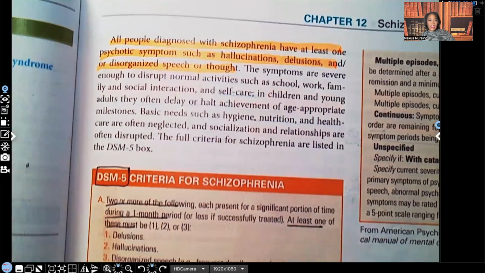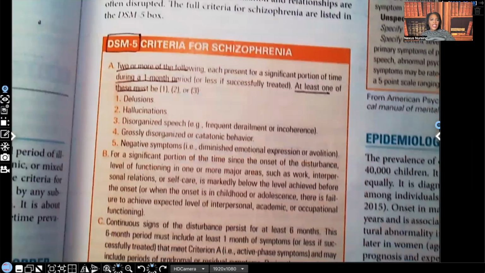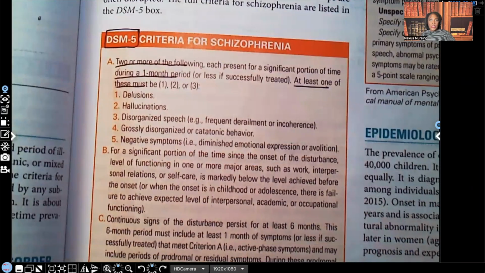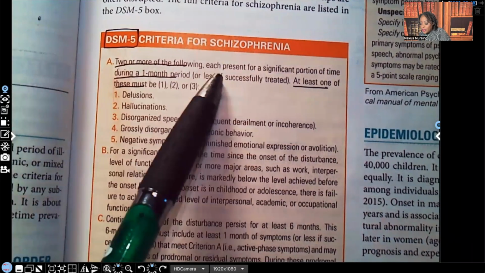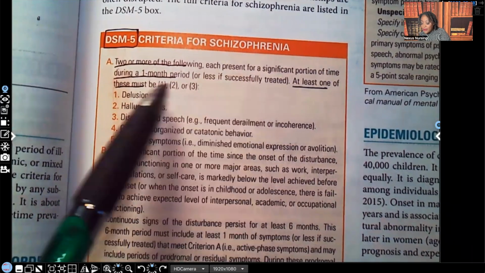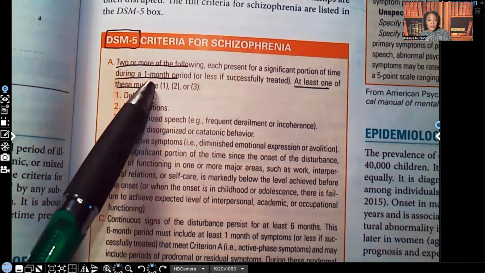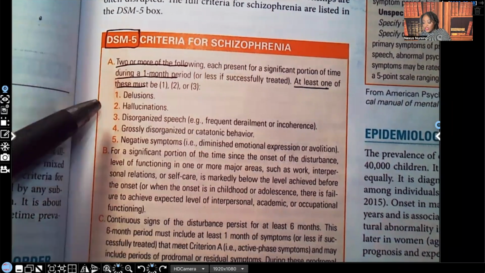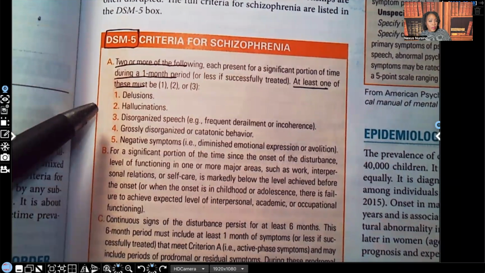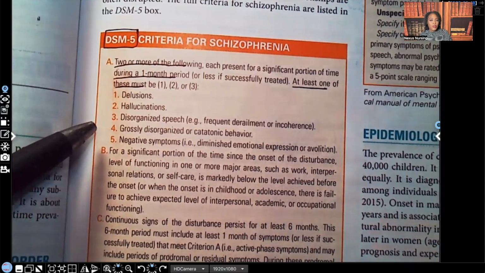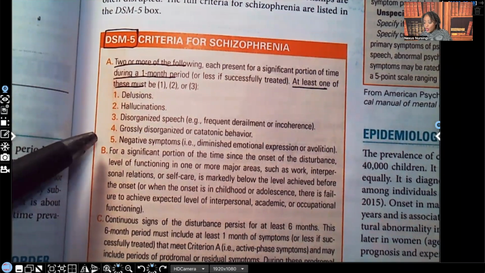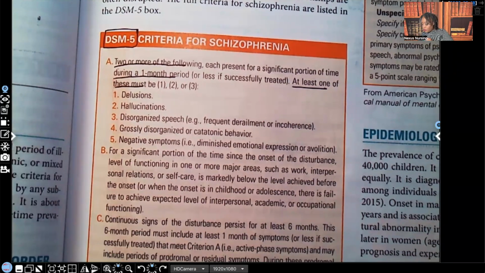Let's take a look at the DSM-5 criteria for a patient to even be diagnosed with schizophrenia. They have to have two or more of the following, each present for a significant portion of time during a one-month period. At least one of them has to be delusions, hallucinations, disorganized speech, such as frequent derailment or incoherence. You can't even understand what they're saying. It makes no sense. Or grossly disorganized or catatonic behavior.